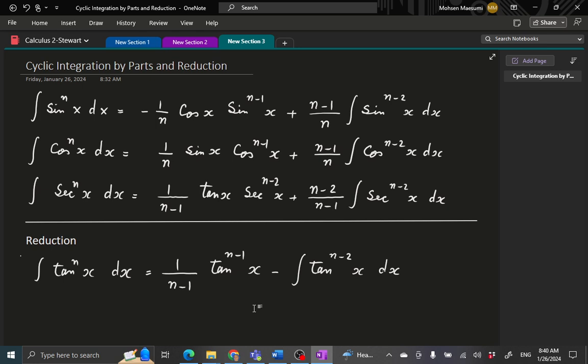Hi, welcome to another lecture on Calculus 2. Today's topic is cyclic integration by parts and reduction. We have several examples here that I've noted. These examples are going to show up later on again in the context of trigonometric integrations and their powers.